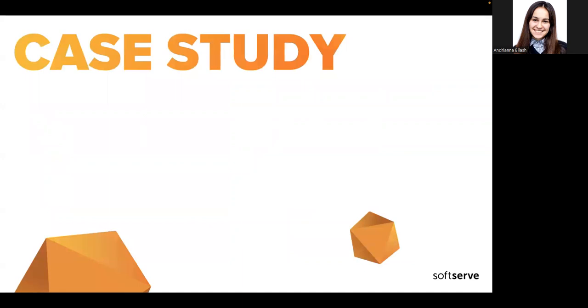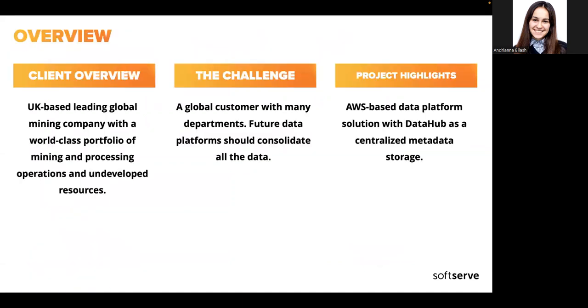So talking about this case study, the project was done for a UK-based mining company with a world-class portfolio and a huge resource pool. The challenge for them was that they were a global company, which means they have quite a few different platforms and data sources, and that's why properly managing the data in a single place was important to them. It was an AWS-based data platform with a data hub as a centralized metadata storage.